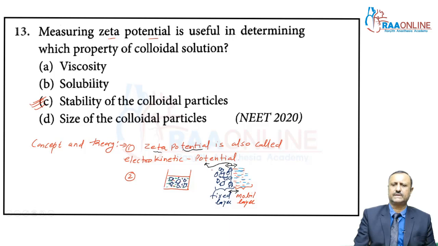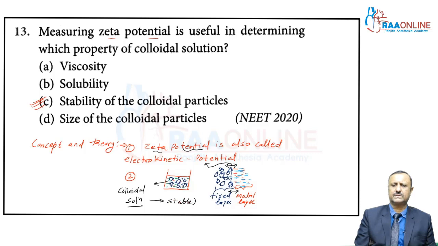So, my dear students, what is zeta potential? Potential difference that occurs between the fixed layer and the mobile layer is called zeta potential. When this potential difference is present in the colloidal solution, then the colloidal solution is stable, my dear students.